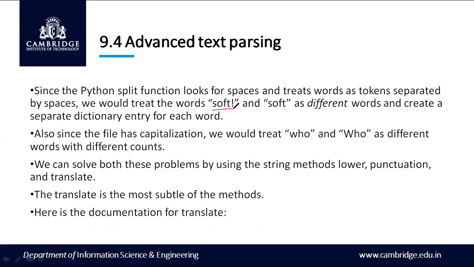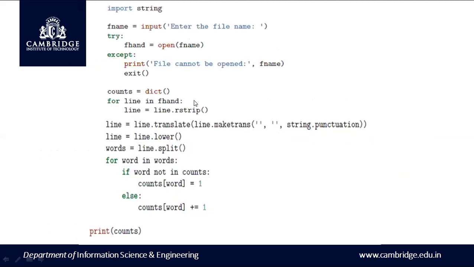So here "soft!" with an exclamatory mark and "soft" are different because there is an exclamatory mark here. So this is considered as two different words, and there will be a separate dictionary entry for each word. Also, since the file has capitalization, we would treat "Who" and "who" as different words with different counts. We can solve both these problems by using the string methods lower, punctuation, and translate. Translate is the most subtle of the methods. So we will see how to use this maketrans or translate method. So this is the example.